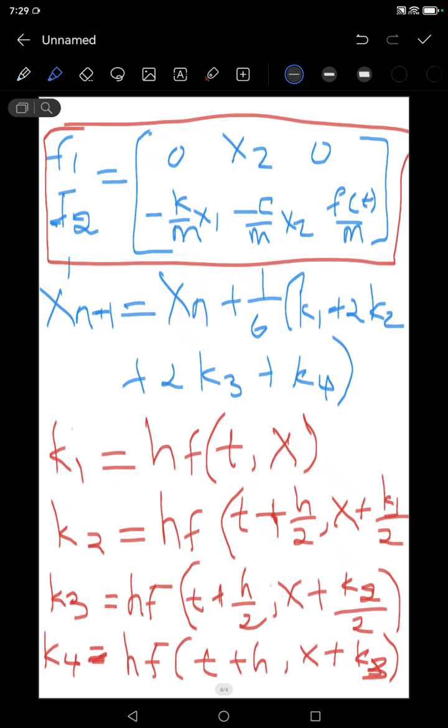And then you'll also be given the initial condition. They'll give you, okay, x1 is equal to 0, and then x2 is equal to 0 or 1. They will give you the initial condition. So guys, this thing, the k1, k2, the slope, we call them slope, is just a recipe.